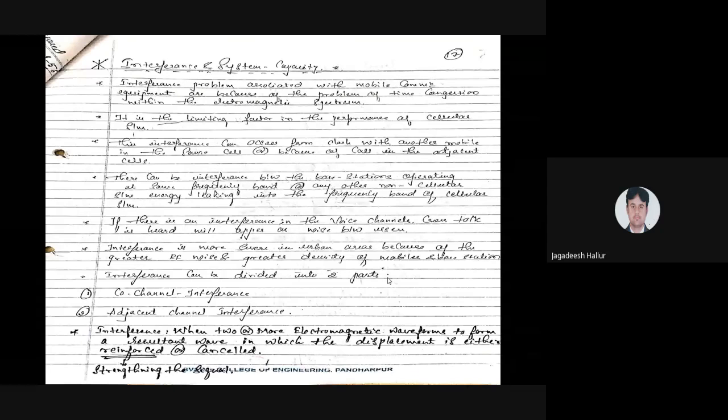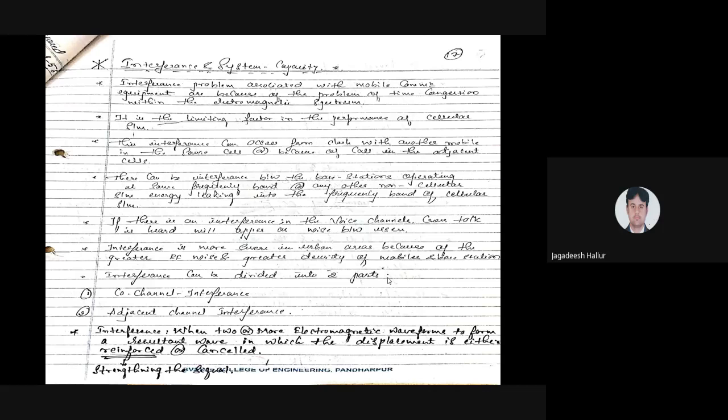If the interference is less, the capacity of a system increases. If the interference is more, the capacity of the system decreases. There are mainly two types of interference.